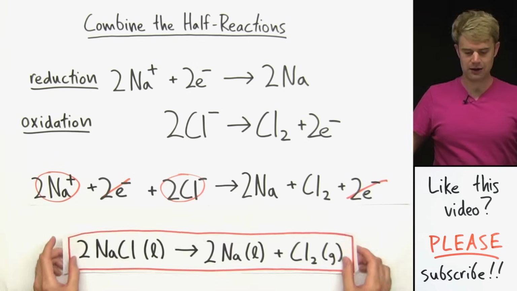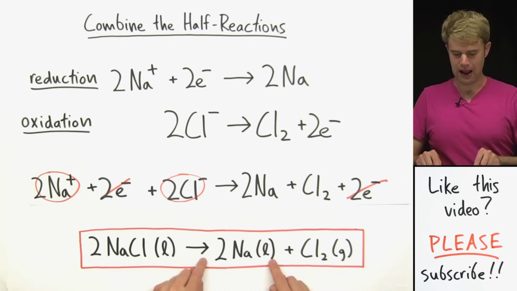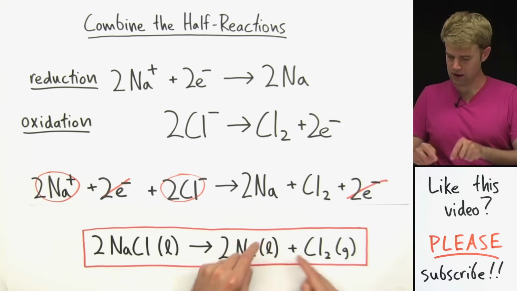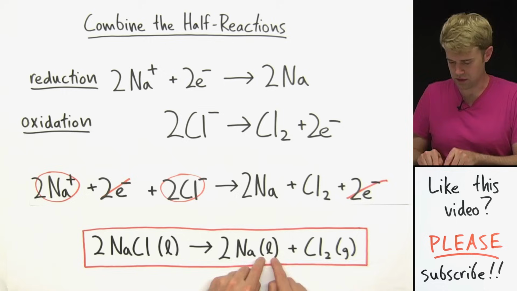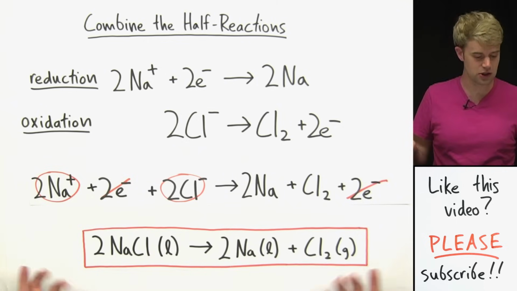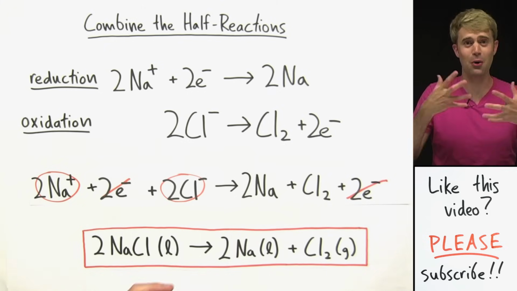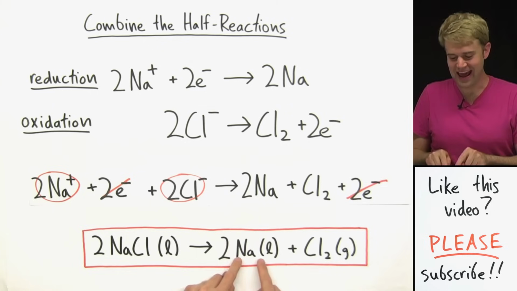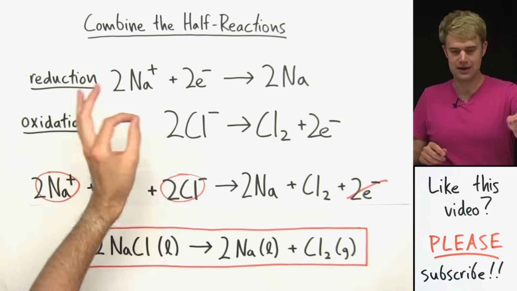So my final equation is going to look like this. 2 NaCl, and then on this side, 2 Na plus Cl2. And you'll notice that I've also put in these parentheses to show the physical state of each of these particular compounds. This is liquid because it's so hot, it's molten. The Na is also liquid because it's so hot. And the Cl2 is gas and just floats away.